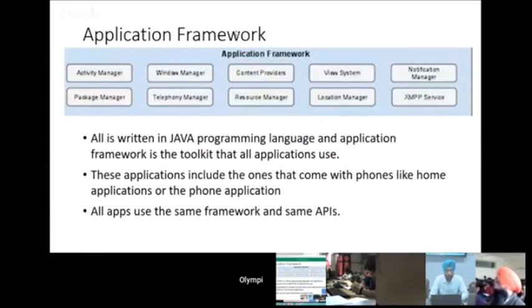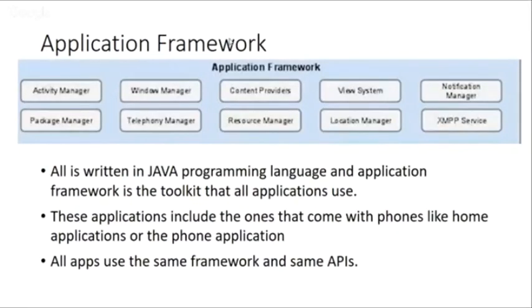Moving further, we also have the application framework. The application framework has many managers. You can see in this slide: activity manager, window manager, resource manager, location manager, telephony manager. We have n number of managers, all written in the Java programming language, and the application framework is a toolkit which all applications use. These applications include the ones that come with the phones, like the home application or the phone application. These are the managers which are already there inside Android.